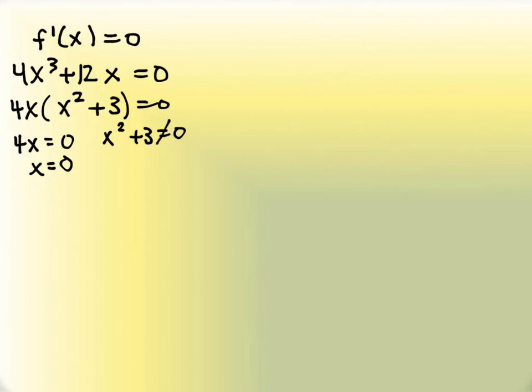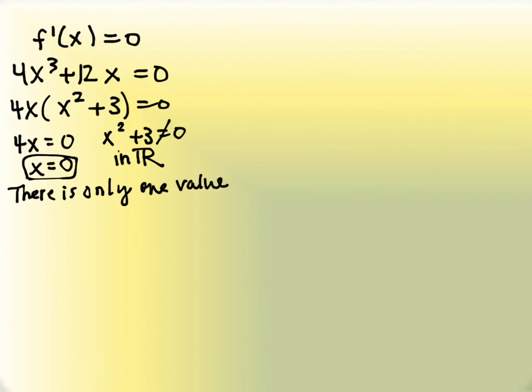So this one can't happen in the real number system. The real number system is represented by a capital R with 2 lines on the left. So there is no solution to this in the real numbers. Agreed? X squared can't equal negative 3. It doesn't work. Okay? So we only have one location. There's only one value where f prime of x equals 0.